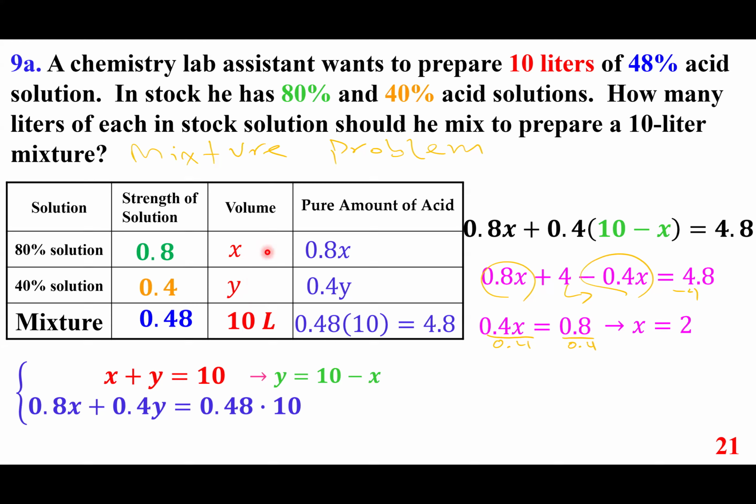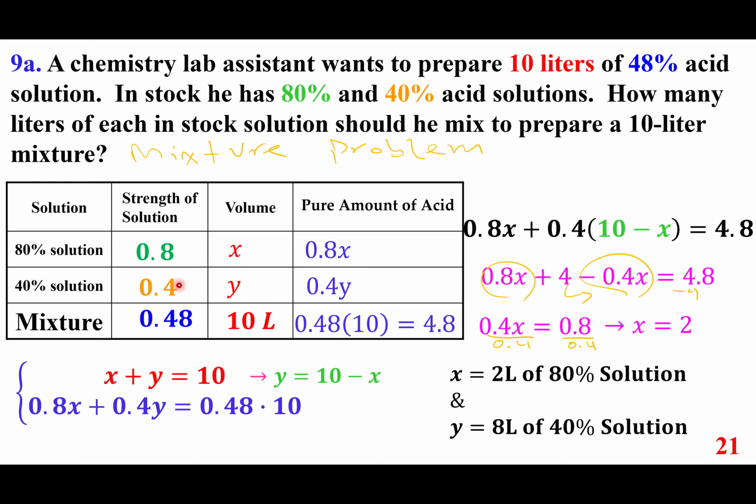We have 2 liters of 80% solution, 8 liters of 40% solution. So very straightforward, everybody. Now, you must check. To check, you have to check it for this one. 0.8 times 2 is 1.6. 0.4 times 8 is 3.2. Do they add up to 4.8? Yes, and you just checked it.